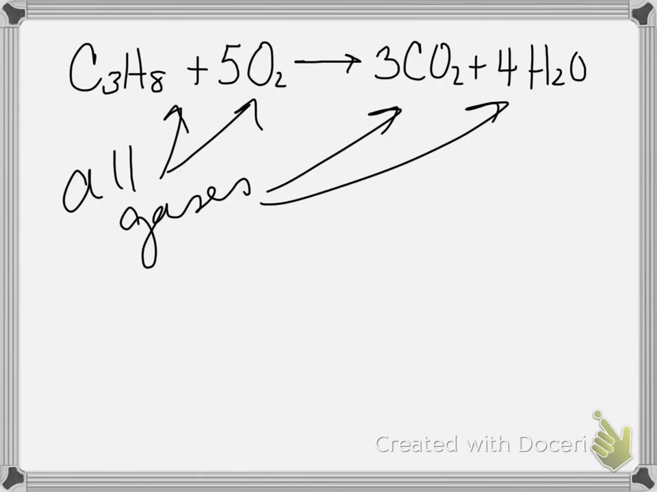Here's the awesome part. If every single thing in this reaction is under the same conditions of temperature and pressure, and would they be? Yeah. They're together. They're reacting together. They're obviously in the same place. They're under the same conditions of temp and pressure. As long as they're all under the same conditions, you can use the coefficients as volume ratios. Same way you used mole ratios in general stoichiometry, you use those as volume ratios.